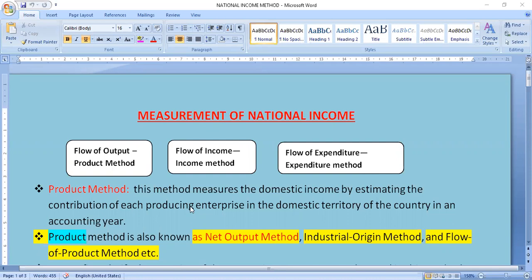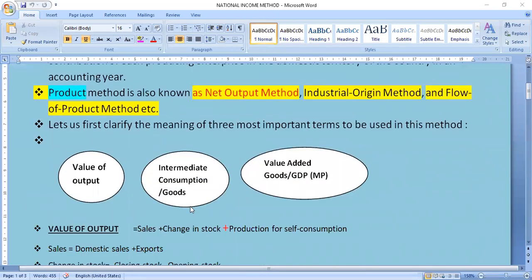But before the production method, I would like to explain the value of output method: IC, intermediate consumption goods, value added goods, GDP and MP. So let's see the first point here. The value of output means the total production during an accounting year within a country, that is, how much goods and services are produced by all producers will be included in the value of output.